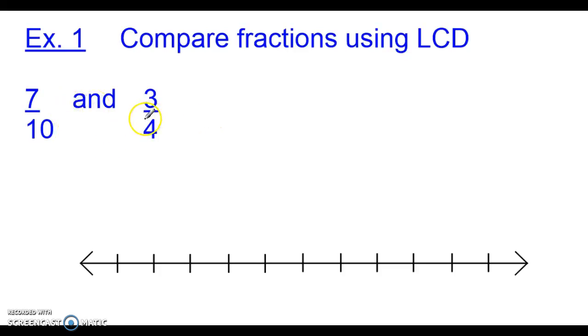So let's go and look at this problem using the same steps as before. I have 7/10 and 3/4, and I'm going to try to find the least common denominator. Now it doesn't have to be the least common denominator, but that's usually the easiest. So when I look at 7/10 and 3/4, I know that I'm going to be finding a common multiple of 10 and 4. So my least common multiple of 10 and 4 is 20.